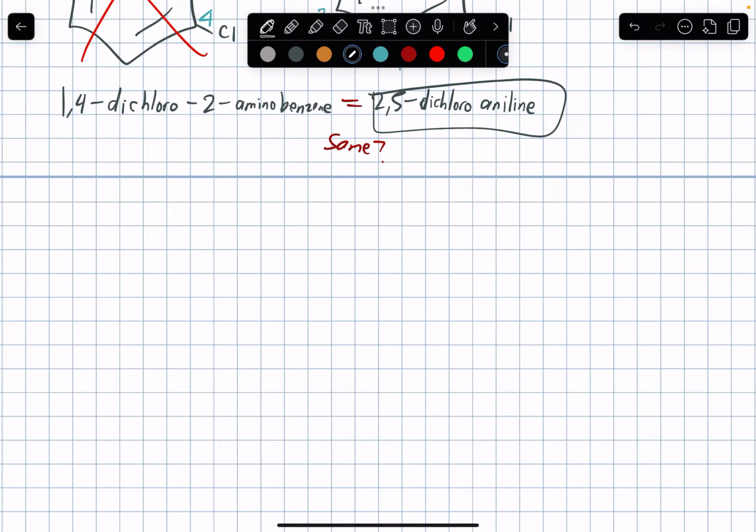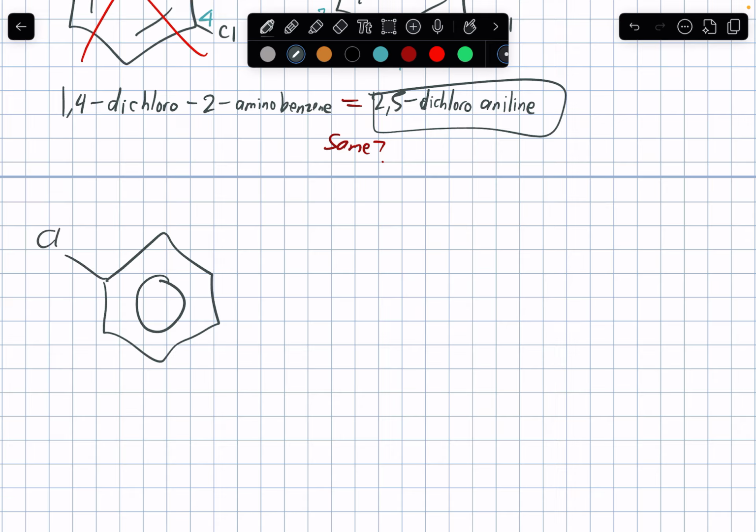So there is another rule. It's pretty rare, although you still have to follow it. What if you're given this kind of scenario? Cl, Cl, Cl.